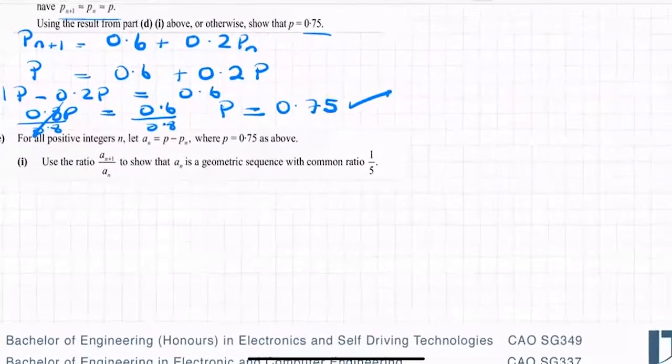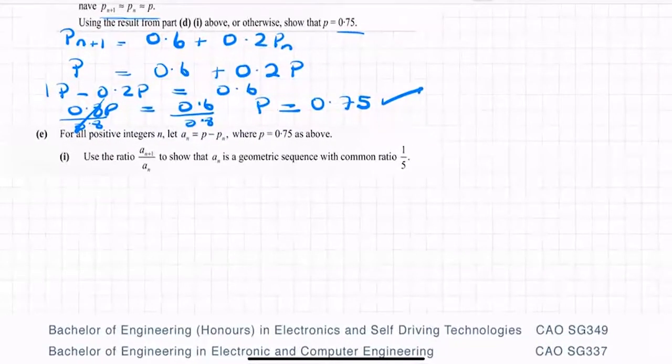The rest of this question then went into sequence and series. For all positive integers n, let an equal p minus pn, where p is equal to 0.75 as above. Use the ratio a of n plus 1 over a of n to show that an is a geometric sequence with common ratio a fifth.